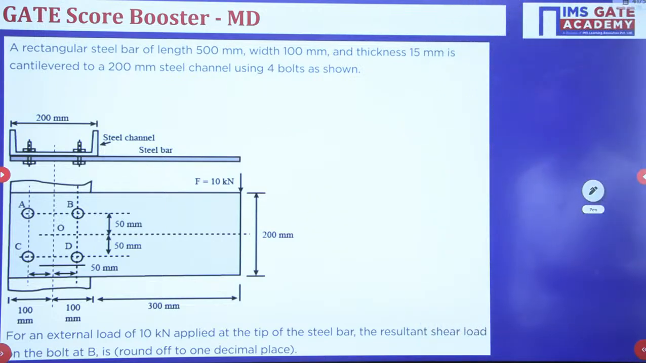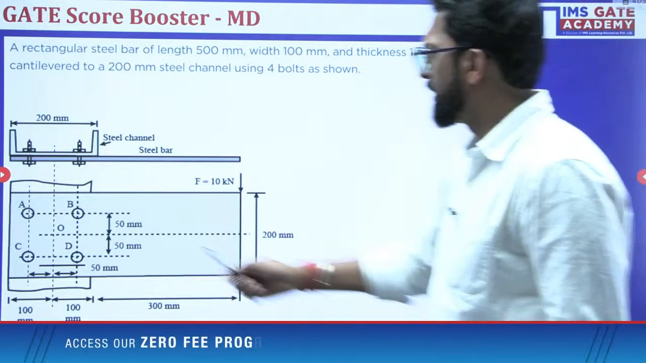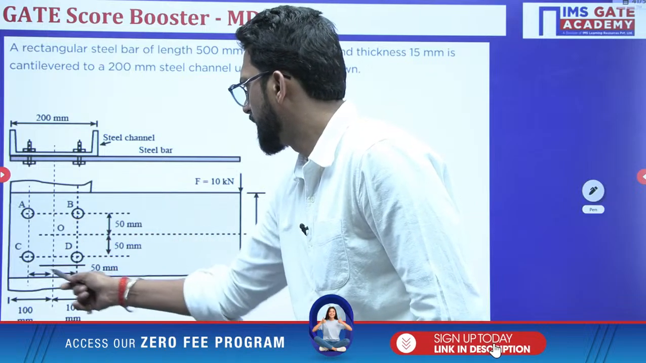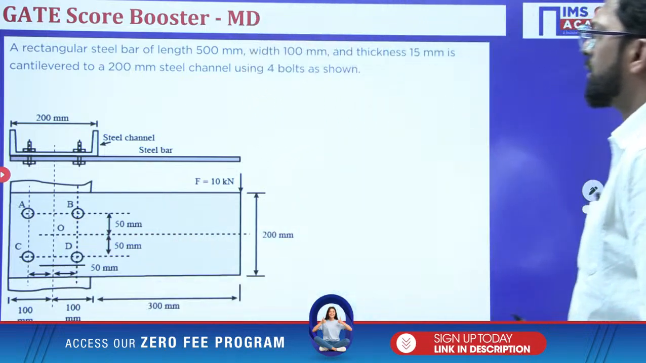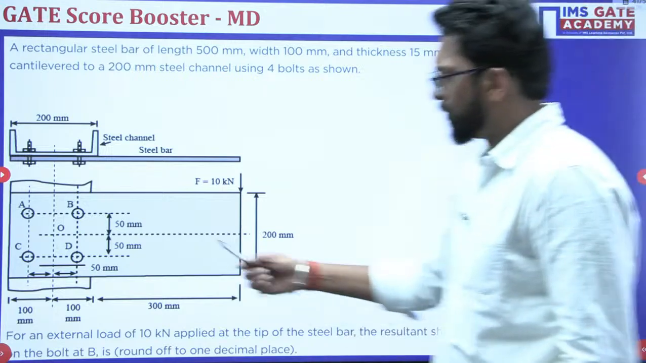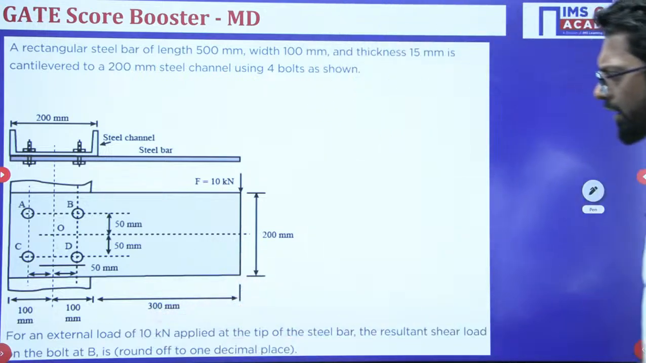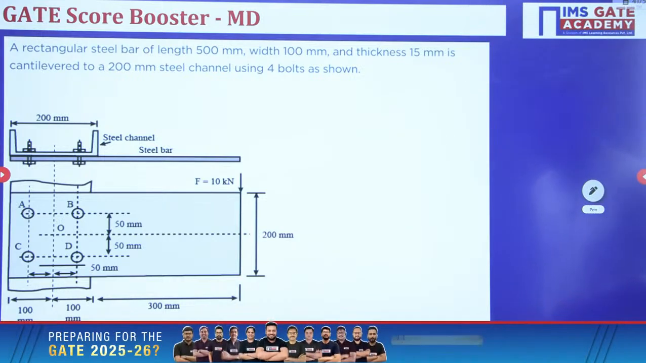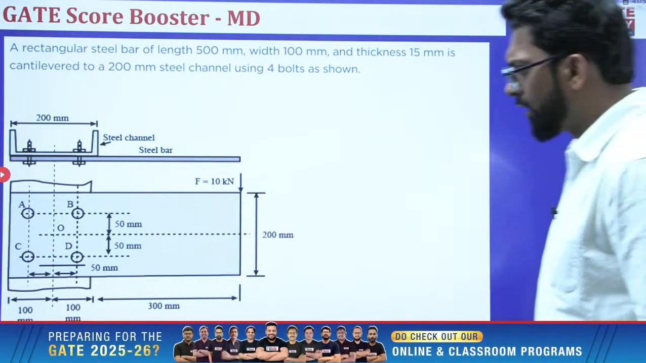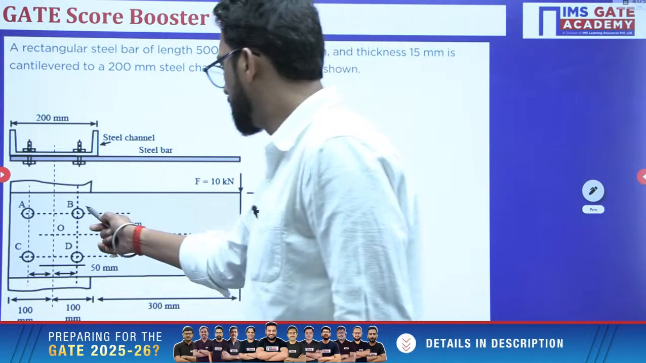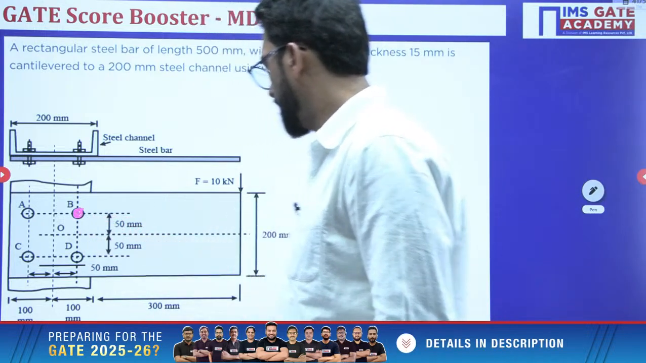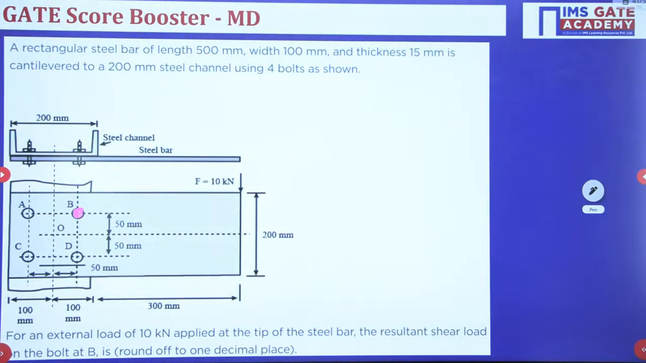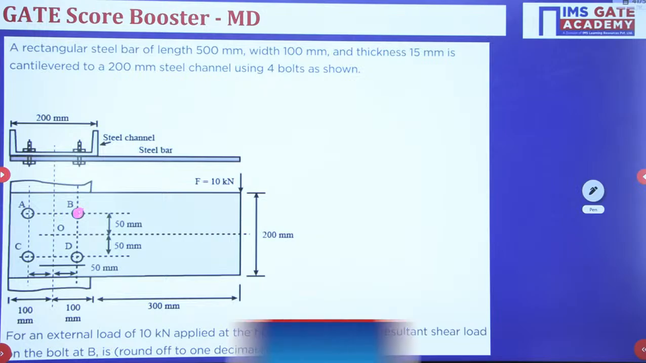Cantilevered to a 200 mm steel channel using 4 bolts as shown in the figure. An external load of 10 kilonewton is applied at the tip of the steel bar. The resultant shear load on the bolt B, on this bolt, is to be found, rounded off. Resultant shear load. Just read this question. We'll discuss this thing. No problem.